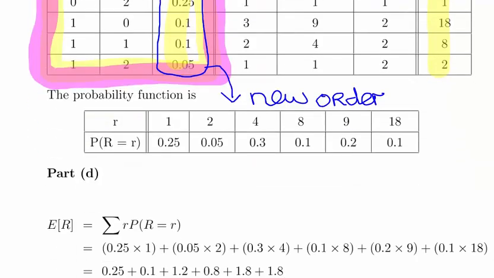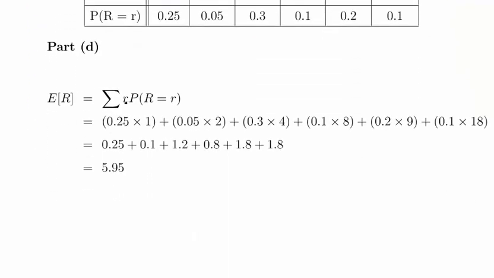Finally, the expected value of R is the sum of each individual observation of R times the probability of that. So 0.25 times 1 plus 0.05 times 2, and so on. You should get an answer of 5.95. This is the expectation of R, the expected value of R, the mean of R.